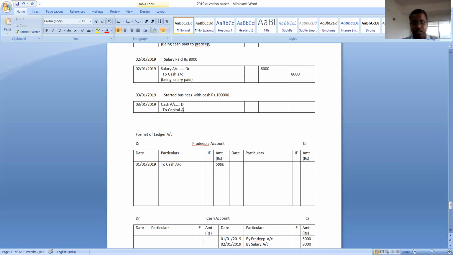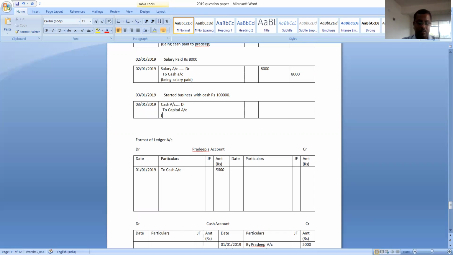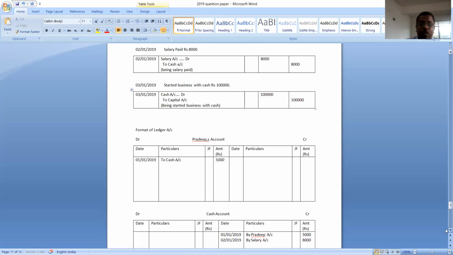Why is the capital account credited? Because it is a personal account and the rule for a personal account is: credit the giver. So who is the giver here? The owner is the giver. Let us write the narration: being started business with cash. Ledger folio column is nil. Debit column is rupees 1 lakh and credit column is rupees 1 lakh. Understood? Now we should post this journal entry to the ledger.